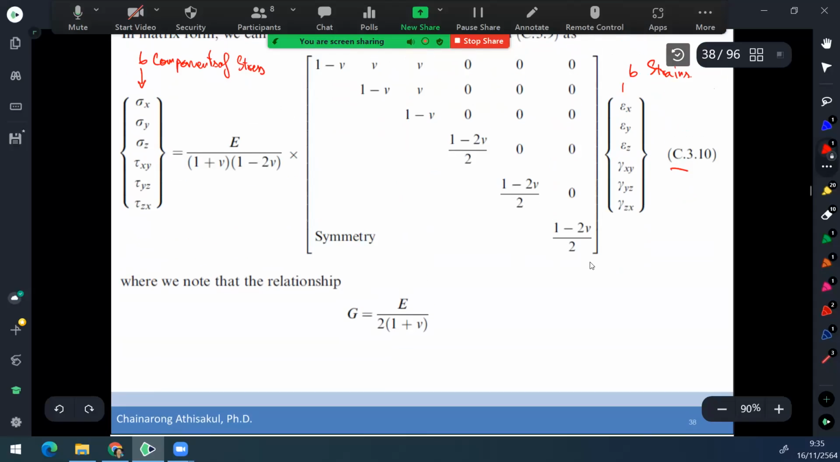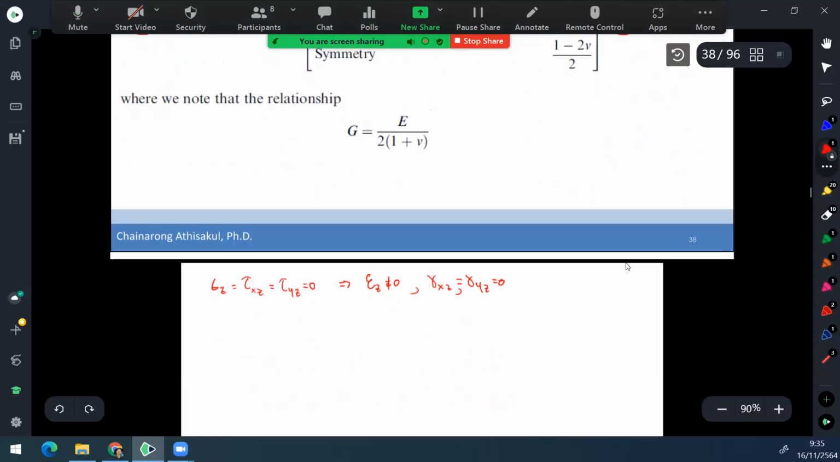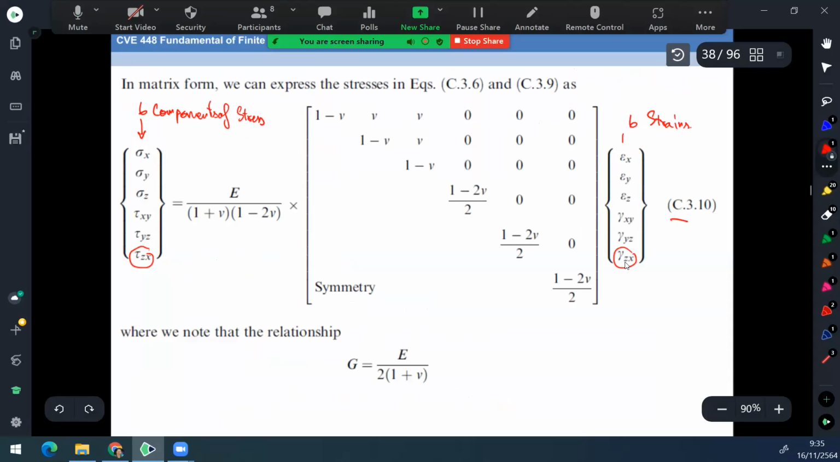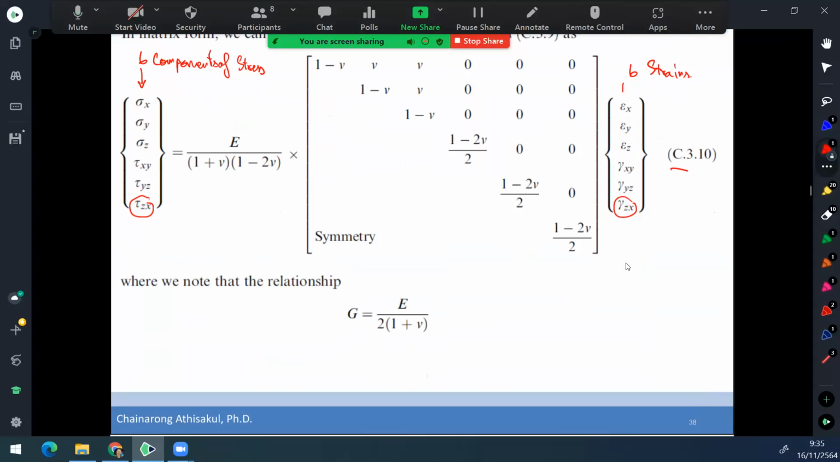Okay, we may start with the easy term. Maybe consider this, because this is the case where we consider the stress and strain, right? If we consider this term, this is the 0 case. So when we multiply with this term, it becomes 0. That's all right.